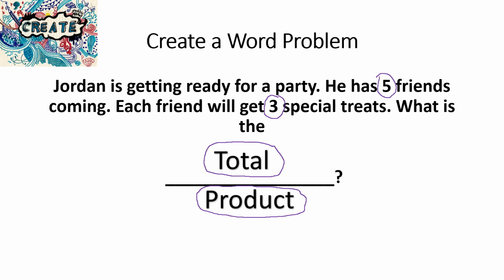Jordan is getting ready for a party. He has 5 friends. Each friend will get 3 special treats. I'm going to add 5 3 times. 5 plus 5 plus 5. The total is 15.